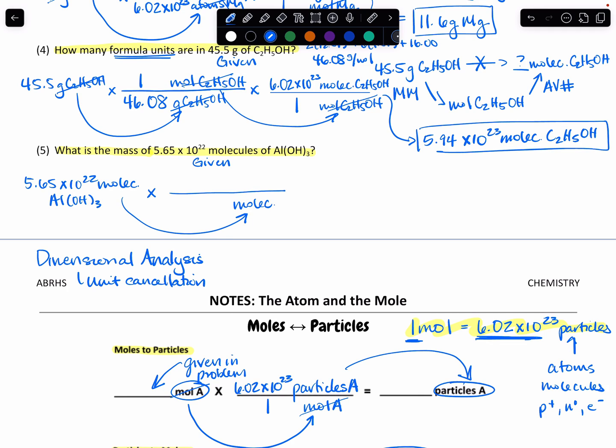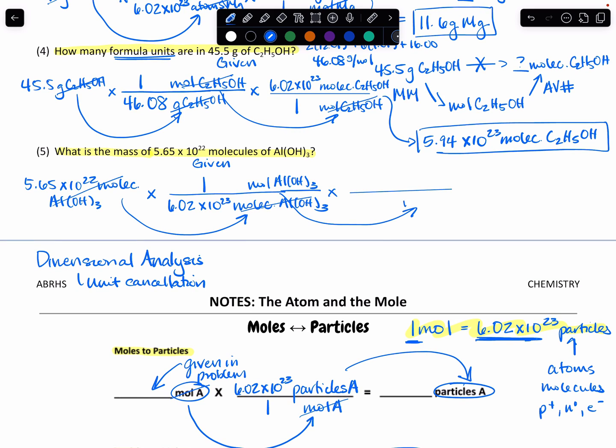Our first conversion factor is going to put those molecules in the bottom. So molecules of AlOH3, and we're going to moles of AlOH3. And I know that 1 mole of any substance contains 6.02 times 10 to the 23rd molecules. So that'll let me cancel my molecules. But I'm not done. The problem asks for mass of this substance. So this time, moles of AlOH3 will be in the bottom, grams of AlOH3 will be up top. And I need the molar mass.